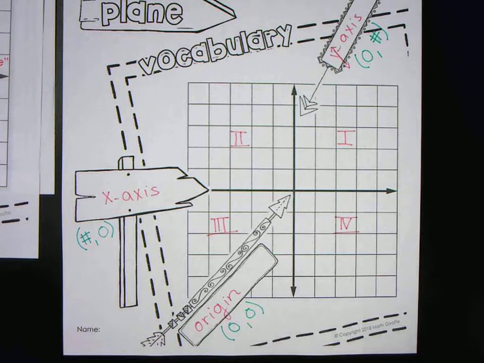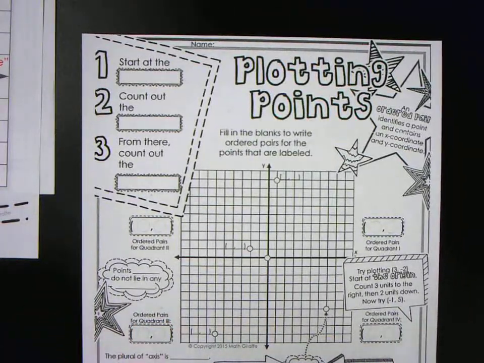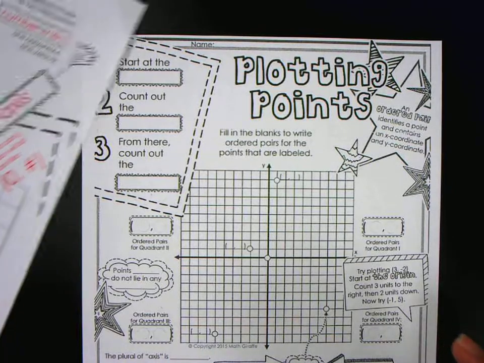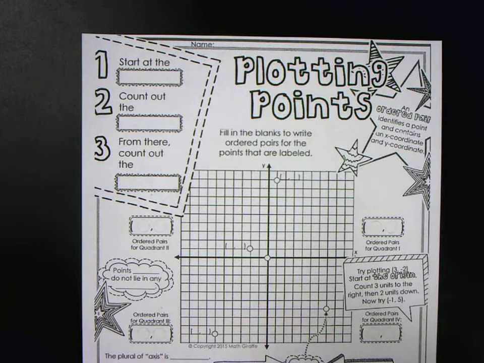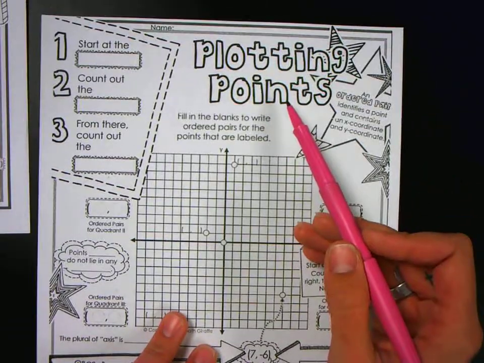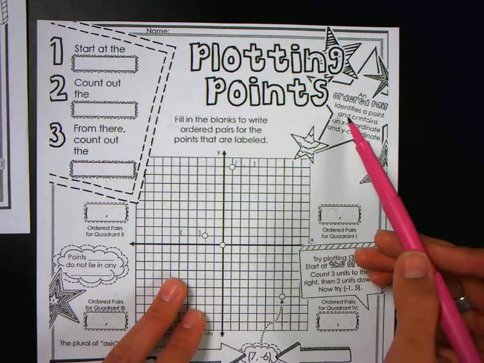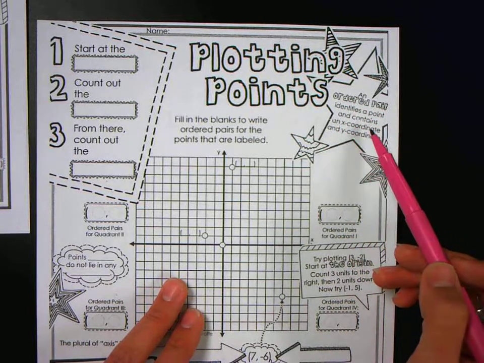All right, flipping it over. Lots of stuff here on this page. We are going to practice plotting points. So again, we have a lot on this page, so we're going to kind of move around a little bit, but I'll try to be very specific as to where we are. Let's start up here at the top, plotting points. An ordered pair identifies a point and contains an x-coordinate and a y-coordinate.